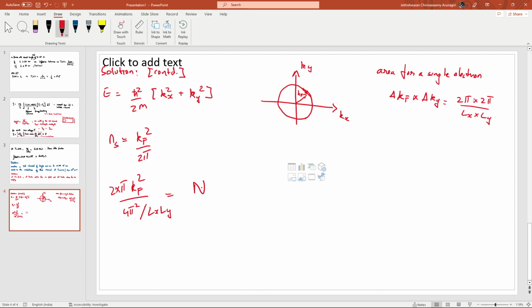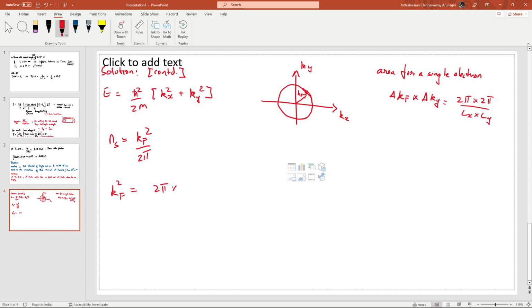This should be equal to the total number of electrons, not the concentration. So Lx Ly will go to the numerator, that will give us the charge concentration, and the remaining quantity is this. If you just move the variables around, you'll get this relation. So that is where we get this quantity from. So for the given value, what is kf? Or rather, what is kf squared?